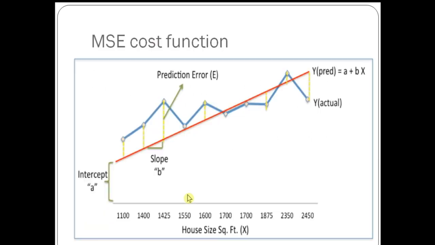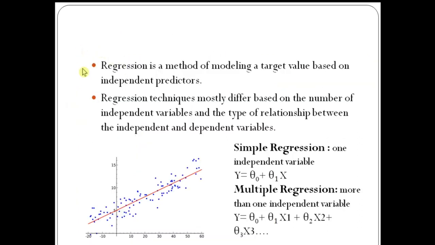Now we will move to the details of the cost function. What is the objective of the cost function? We need to identify the best fit line so that our prediction error is minimum. How will it be done? We calculate the prediction error, the difference between the predicted value and the actual value. Based on this, we compute the error.